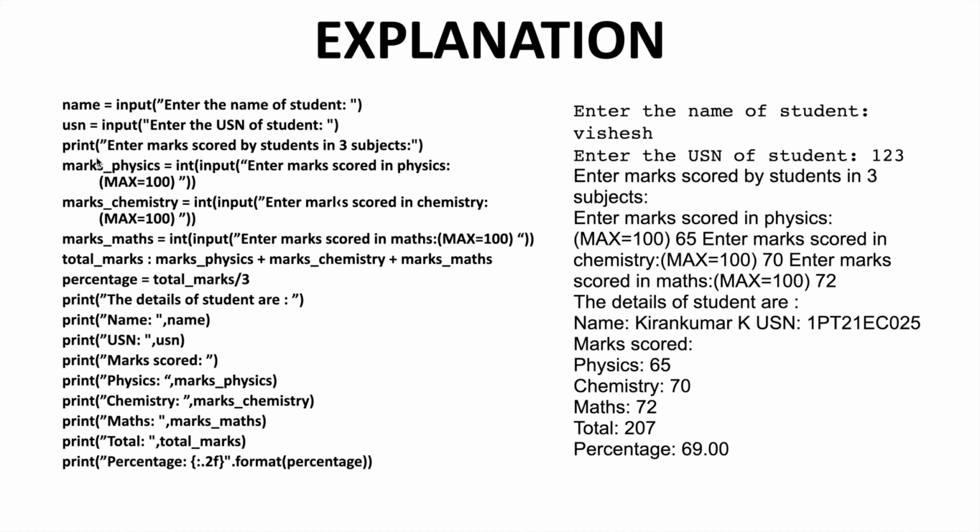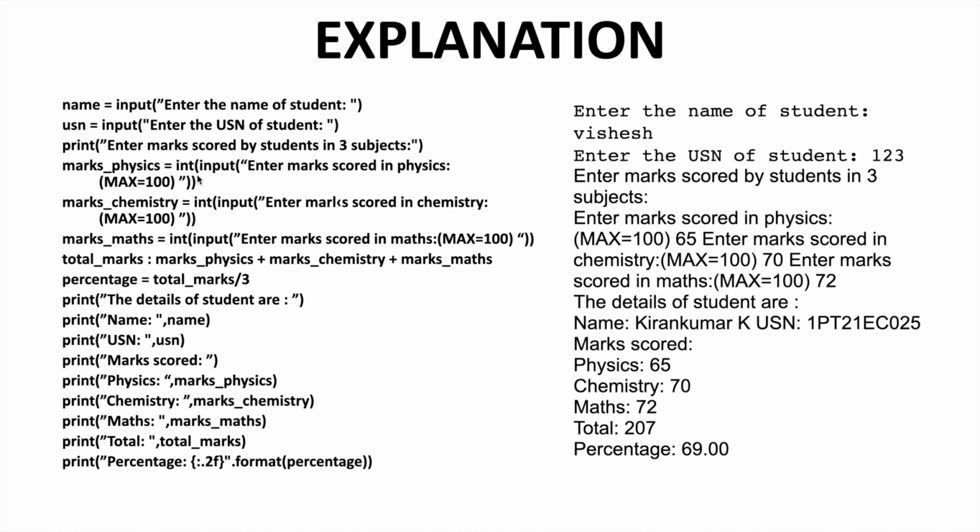Next, it will take the marks scored by the student in three subjects. It is asking the user to enter the marks of three subjects. So what are those subjects? Physics: marks_physics is a variable used to store the physics marks. marks_chemistry is the variable used to store the chemistry marks, right? marks_maths is the variable used to store the maths marks.